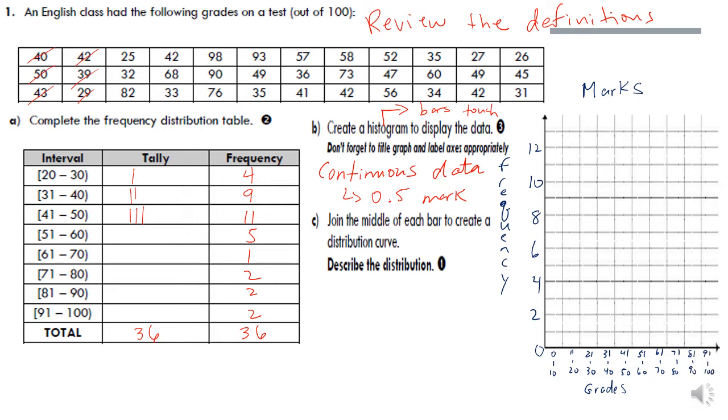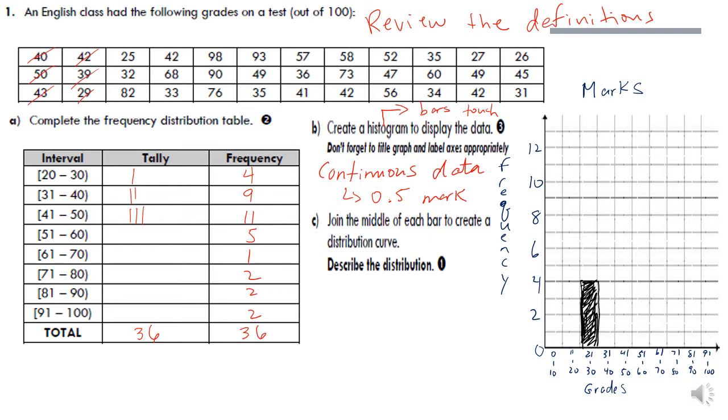So all the way at 91 to 100. And then you are going to make your bars, and don't forget, they can touch. So we didn't get anything for 0 to 10. We didn't get anything for 11 to 20. They weren't even on our chart. 21 to 30, we got 4.